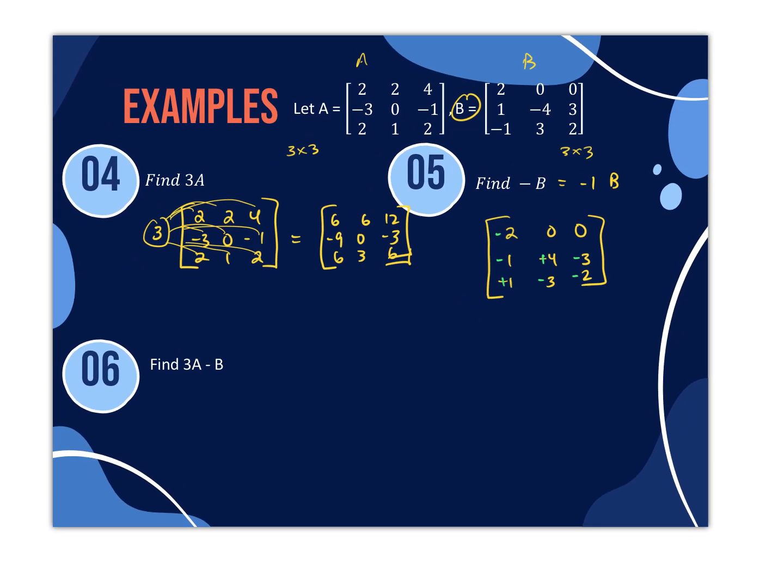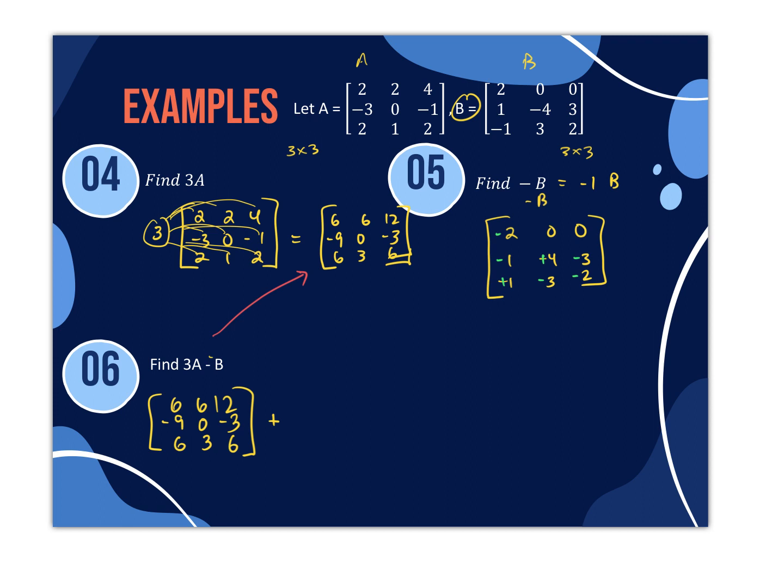Okay, and then the last one, we have 3A minus B. So again, I'm going to have to adjust each one. Well, 3A, I already did it. It's that, right? So let me write that out. So I'm going to have a 3 by 3, 6, 6, 12, negative 9, 0, negative 3, 6, 3, and 6, minus, and then minus B is the same as plus the opposite of B.